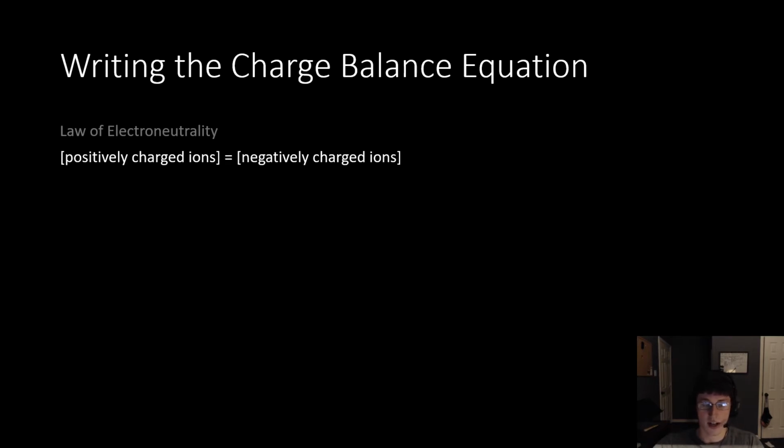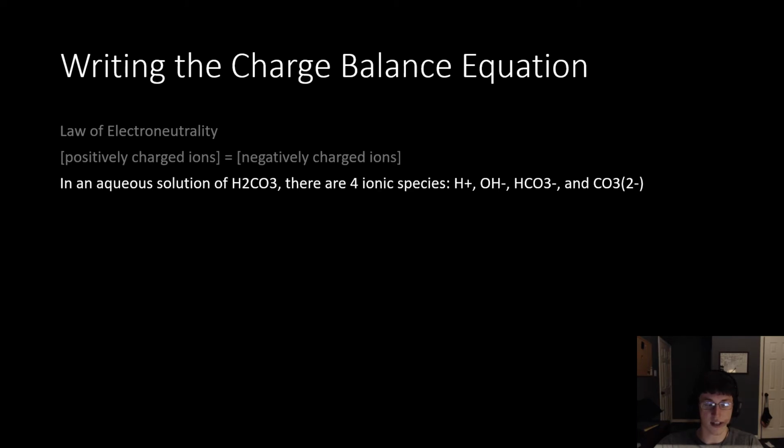So we're going to begin by writing the charge balance equation. In order to do that, it's important to know the law of electroneutrality, which states that in any ionic solution there is a net neutral charge, which means that the concentrations of the positive cations must equal the concentration of the anions in terms of charge. A way to express this mathematically is that the concentration of the positively charged ions will equal the concentration of the negatively charged ions.